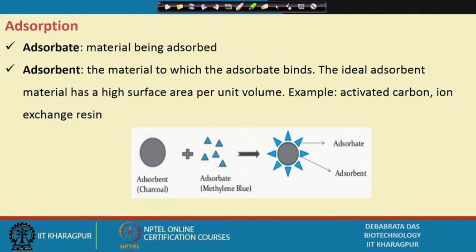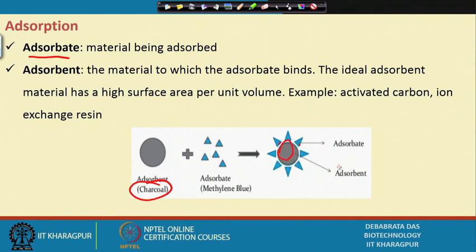The adsorbent is the material on which the adsorption occurs. So this is the material. Suppose we are talking about charcoal, and this is the adsorbent, suppose methylene blue. So this is how it adheres on the surface of the material.